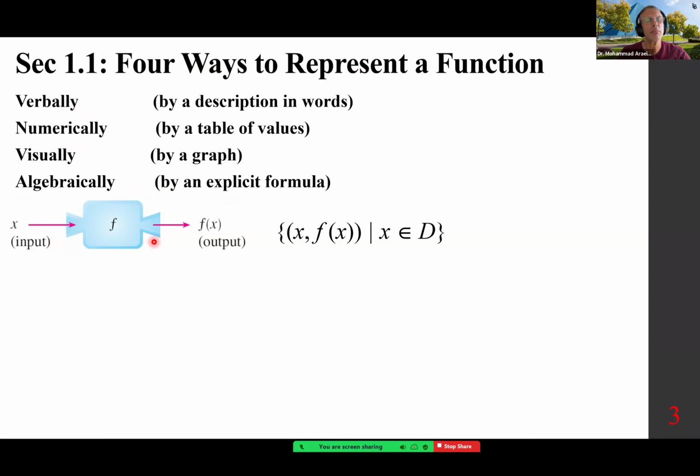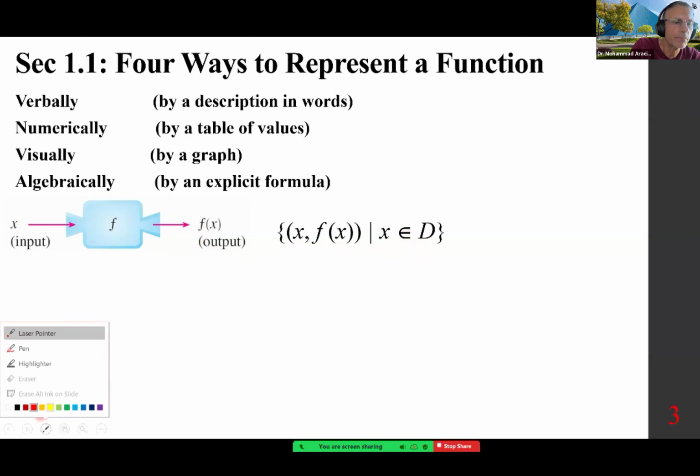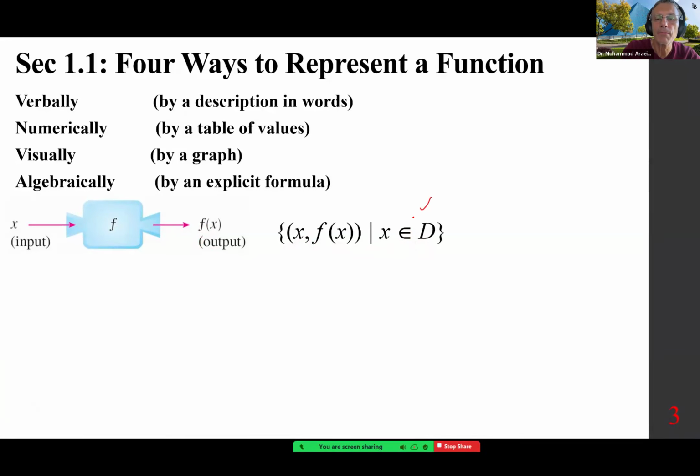Here's the function machine representing f of x. We input the x, in other words, the concept of a domain, and the output is f of x, the concept of a range. So x comma f of x such that x is an element of the domain. This, which looks like an epsilon, is read "an element of" in set theory.